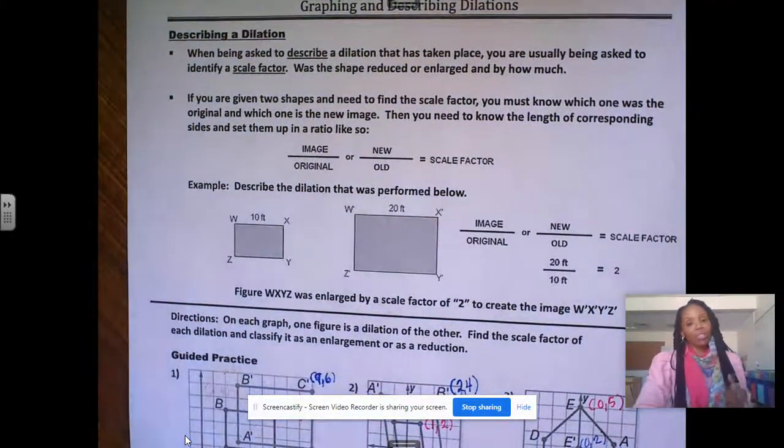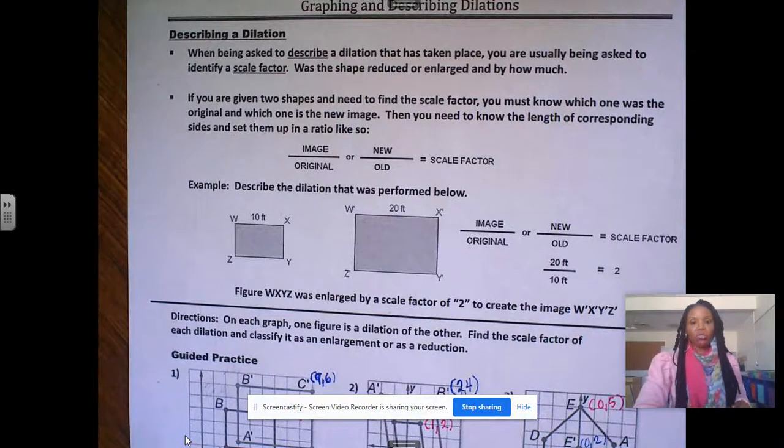When being asked to describe a dilation that has taken place, you are usually being asked to identify a scale factor. Was the shape reduced or enlarged, and by how much? You tell whether it's reduced or enlarged by the scale factor: if it's bigger than 1, it's an enlargement. If it is a proper fraction, which means the numerator is smaller than the denominator, it is reduced.